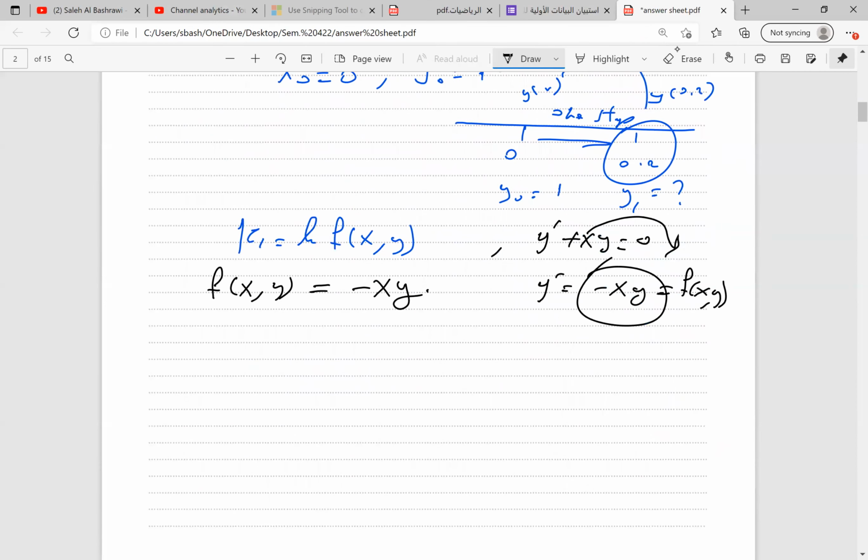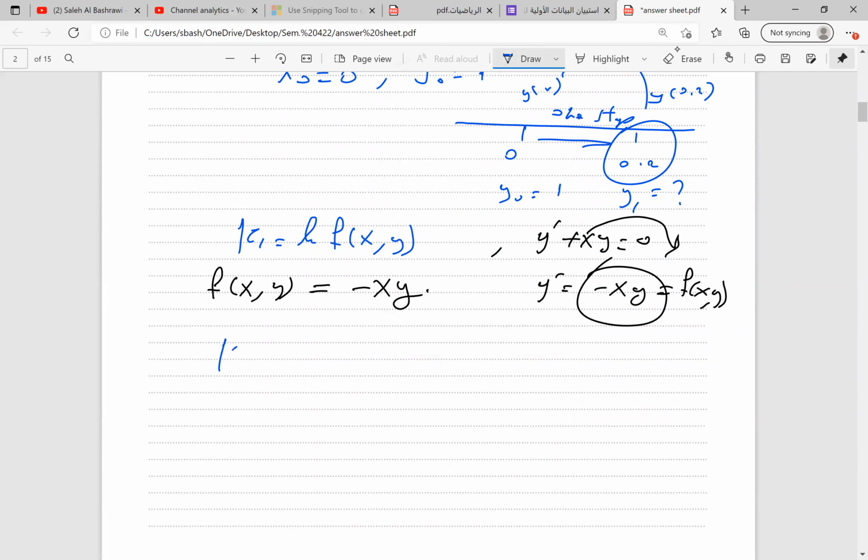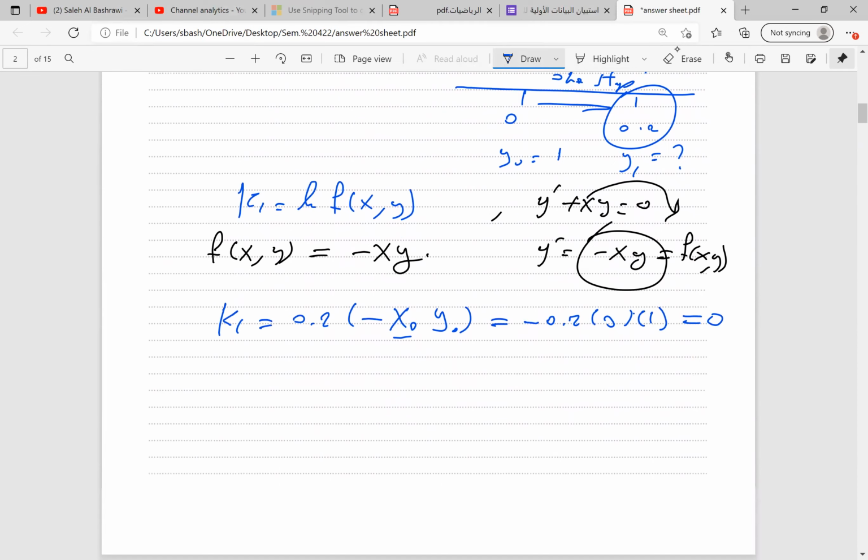Now I can find k1. So k1 is equal to h, which is 0.2, multiplied by minus x sub 0, y sub 0. We have to substitute x by 0 and y by 1. So this is equal to minus 0.2 multiplied by x sub 0, which is 0, multiplied by y sub 0, which is 1, which is equal to 0. So k1 is equal to 0. Use it to find k2.